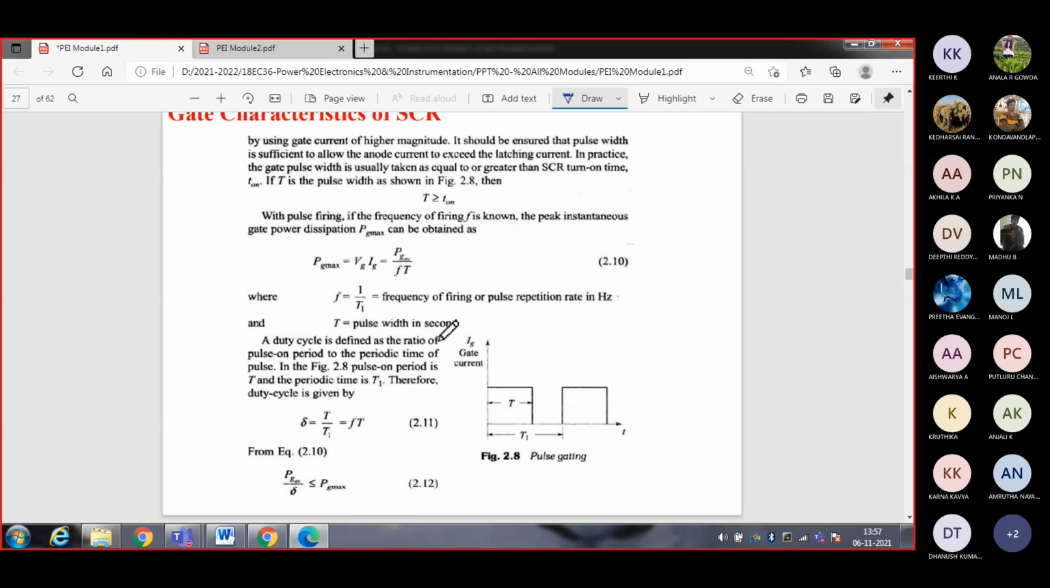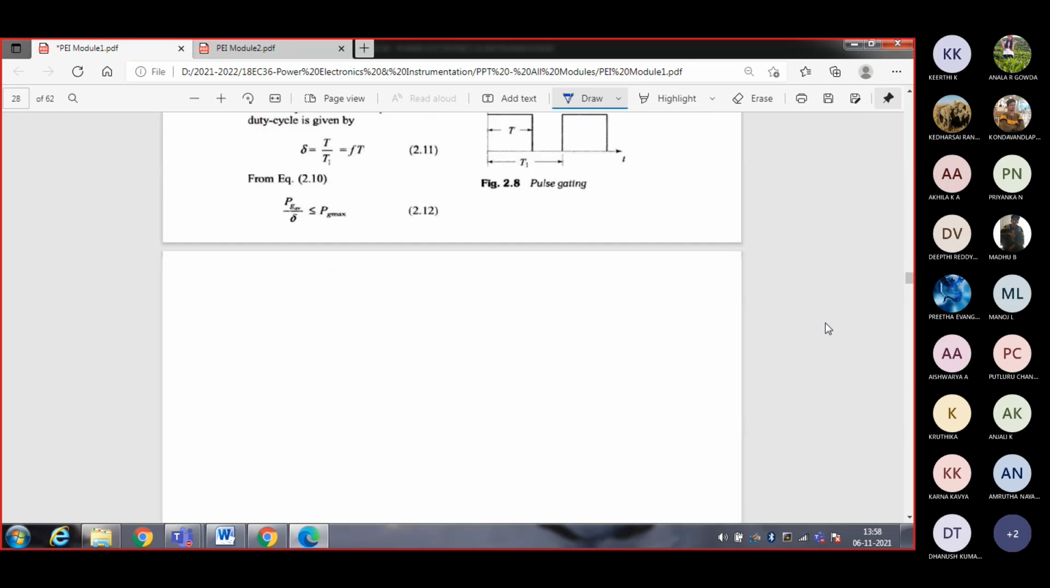A duty cycle is defined as the ratio of pulse on period to the periodic time of the pulse. So duty cycle also you can calculate: delta is equal to T divided by T1. That is the duty cycle, where 1 over T1 is your F, F into T, you can calculate that. From equation 2.10, you're able to find out PG average is less than the PG maximum, PG average divided by delta is less than the PG maximum. Okay. So this is with respect to gate characteristics.